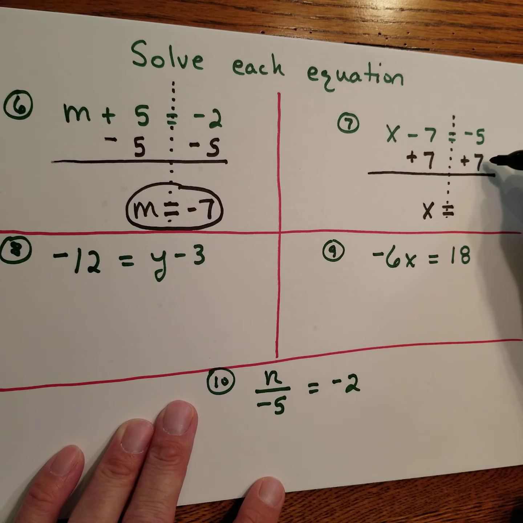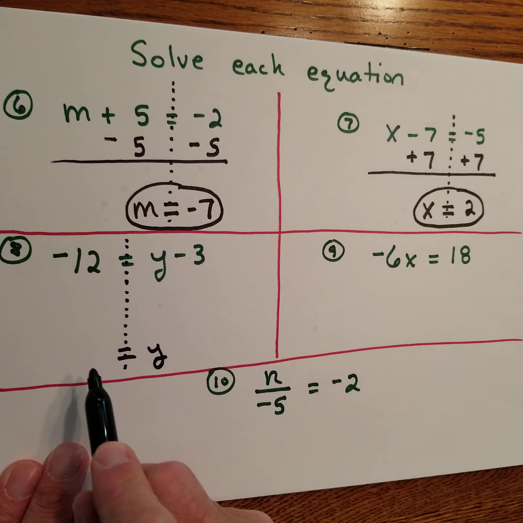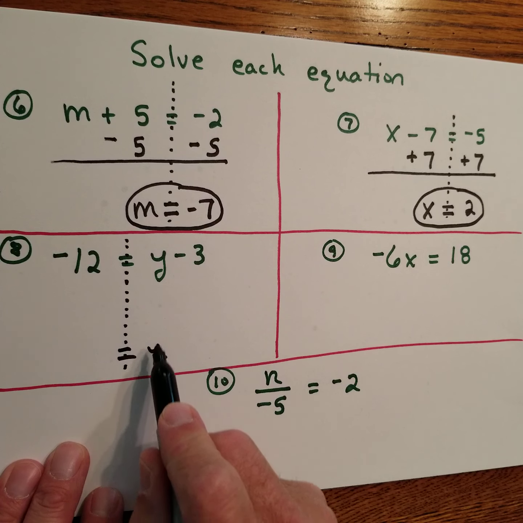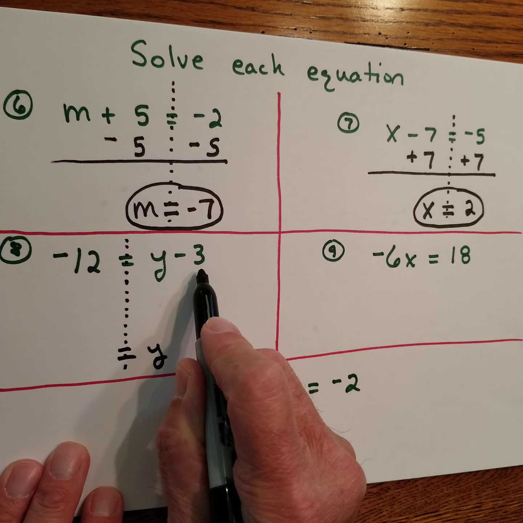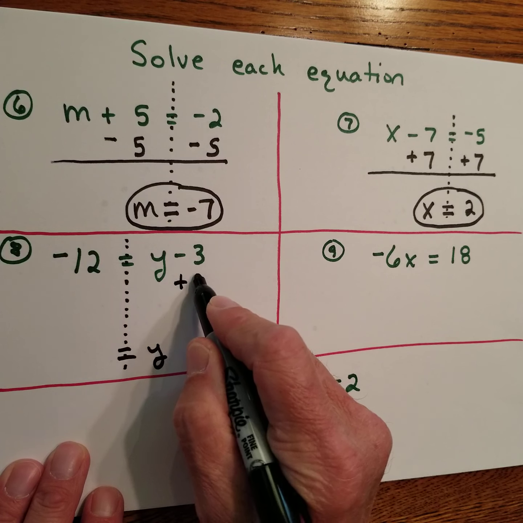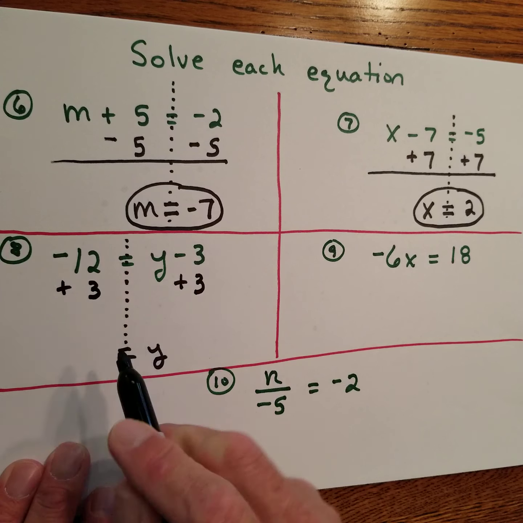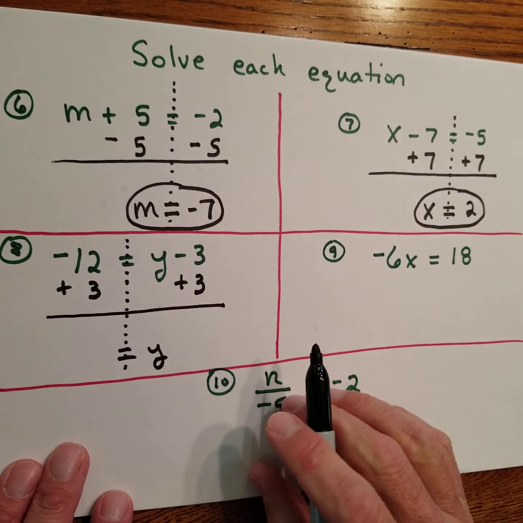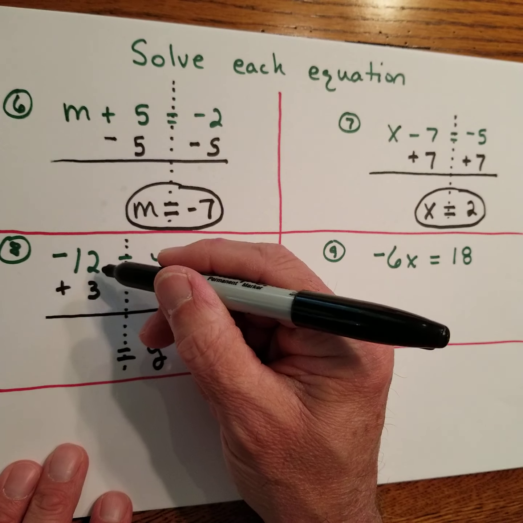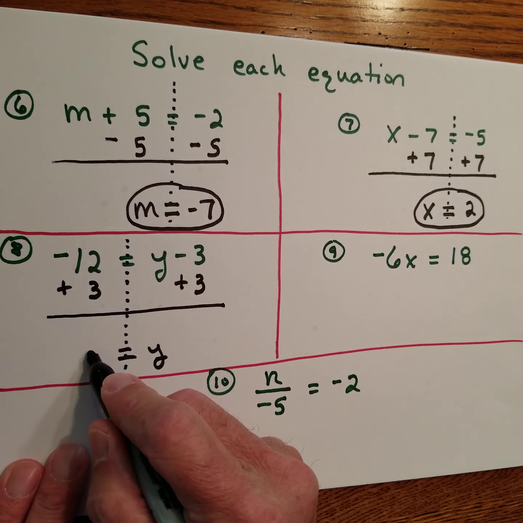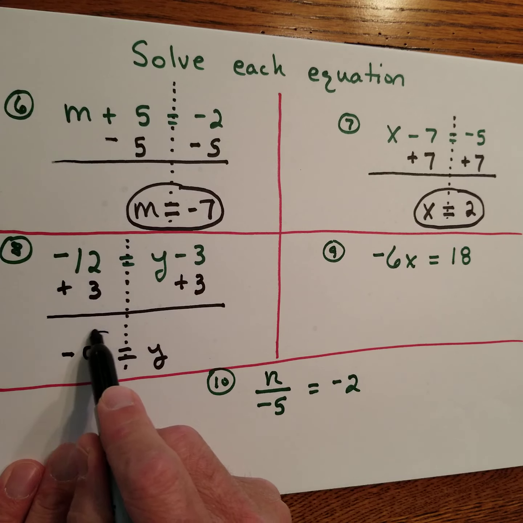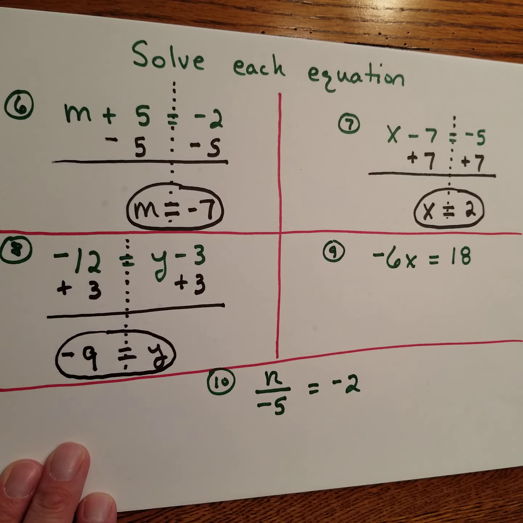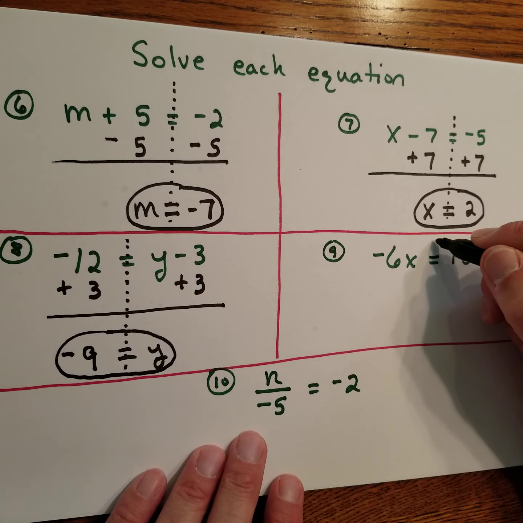Number 8. You don't have to draw in the fence. I like to draw in the fence. When I'm finished, I'll have my variable on one side of the equal sign, my answer on the other. To get y by itself, this 3 must leave. What's the inverse to subtraction? Addition. Add 3 to both sides. That way, -3 and +3 is 0 plus y is y. And here, when I add a negative and a positive, if the signs don't match, I subtract, take the sign off the larger number. Great.